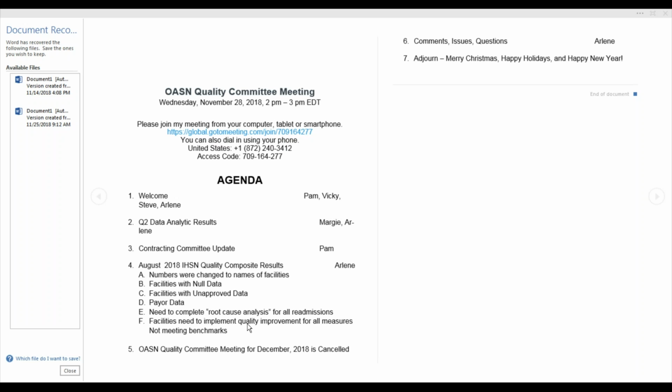And then F is facilities need to implement quality improvement for all measures not meeting the benchmarks. This is where every month you look at your results. And if you see that you are not meeting the benchmark, you need to analyze that and put in quality improvement measures to meet those benchmarks, because all of the data goes together, as we know, as one composite. So you have your individual measures, which make up the composite. That is one of the reasons we went to names in CPMT rather than numbers. So you can look and say, I'm struggling with UTIs. I see these facilities are doing excellent with UTIs. I'm going to give them a call and see if they have some recommendations for me, some best practices.